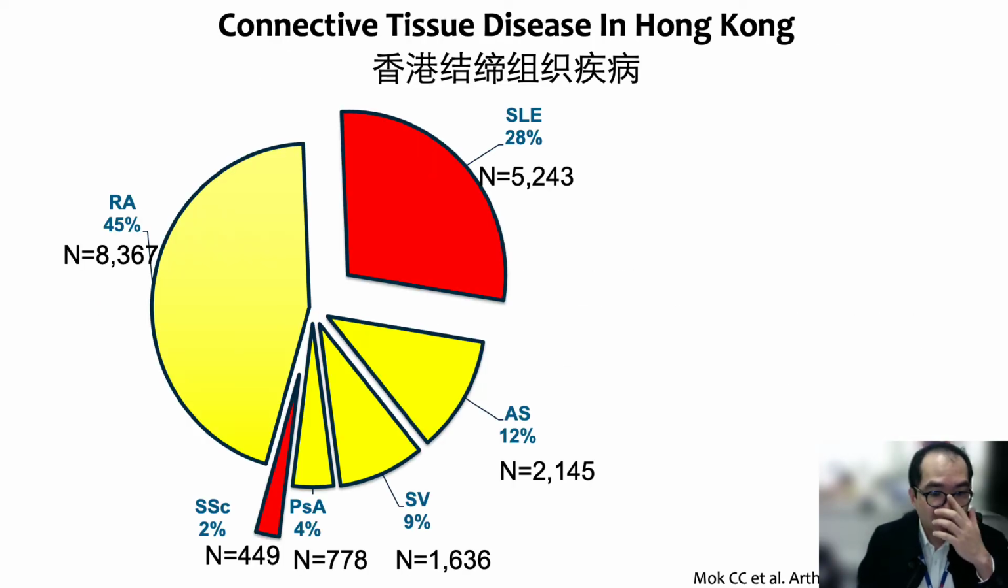However, in the Asia Pacific region, systemic sclerosis is not the major connective tissue disease that we have. In fact, we have more patients with systemic lupus erythematosus (SLE) rather than systemic sclerosis. And this is from Dr. Mok in Hong Kong, showing that in Hong Kong, SLE constitutes something like 28% of all connective tissue disease, and systemic sclerosis only accounts for 2%. So just screening patients with systemic sclerosis may not be useful.